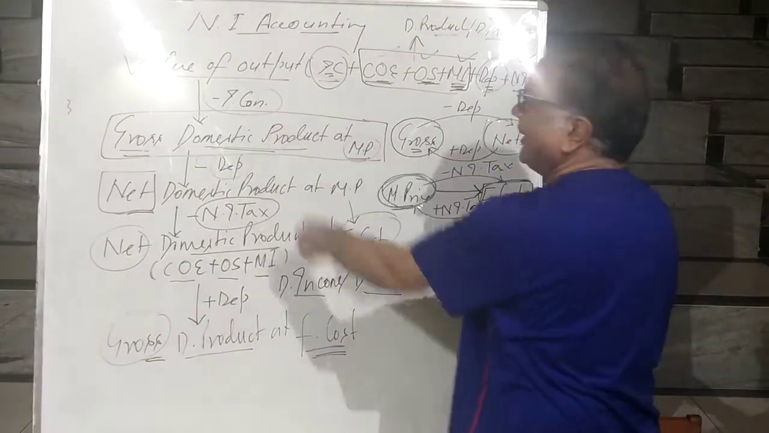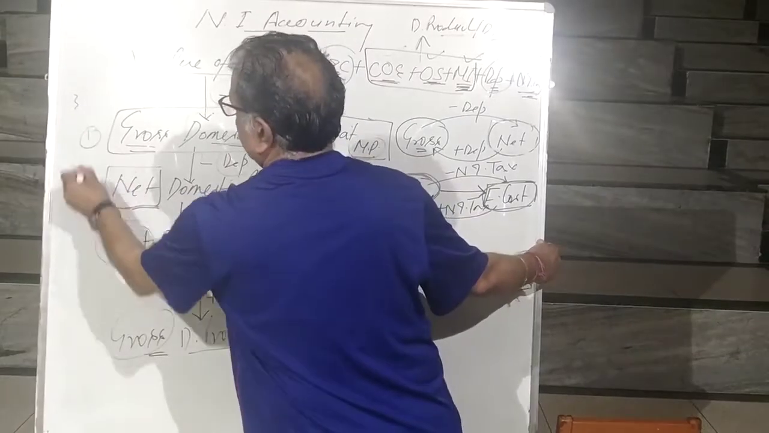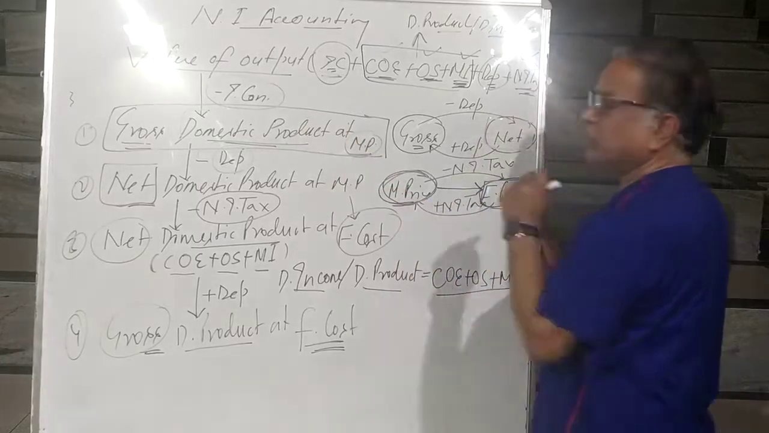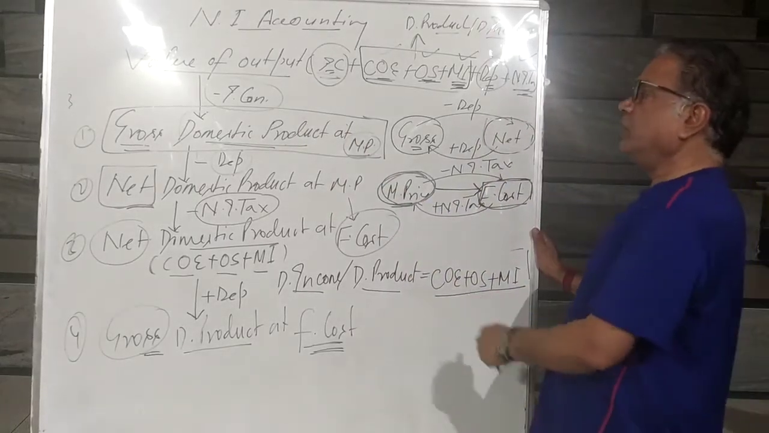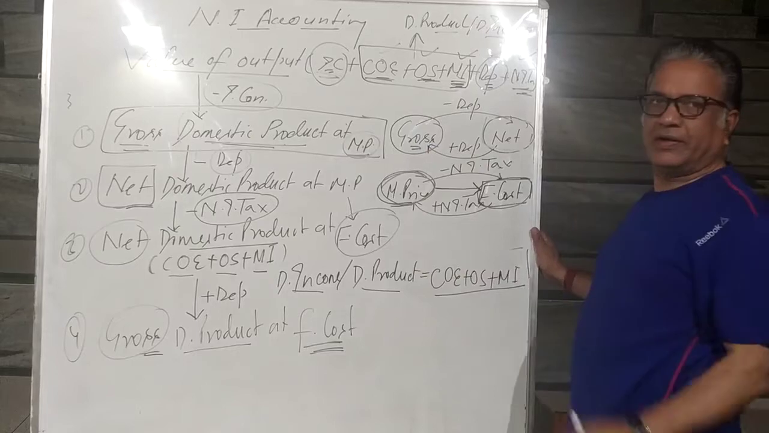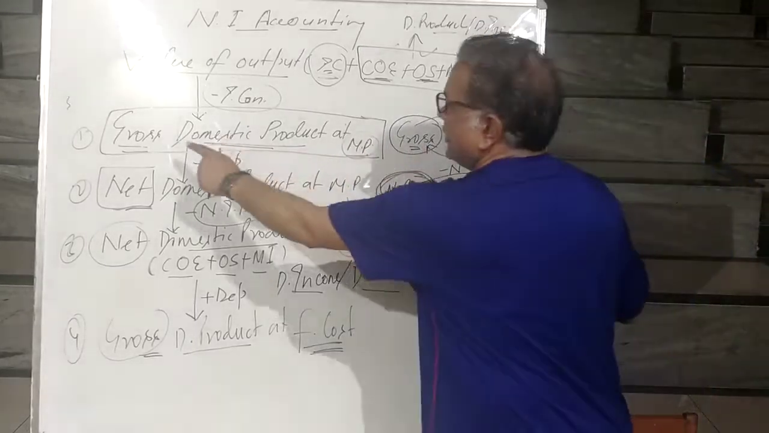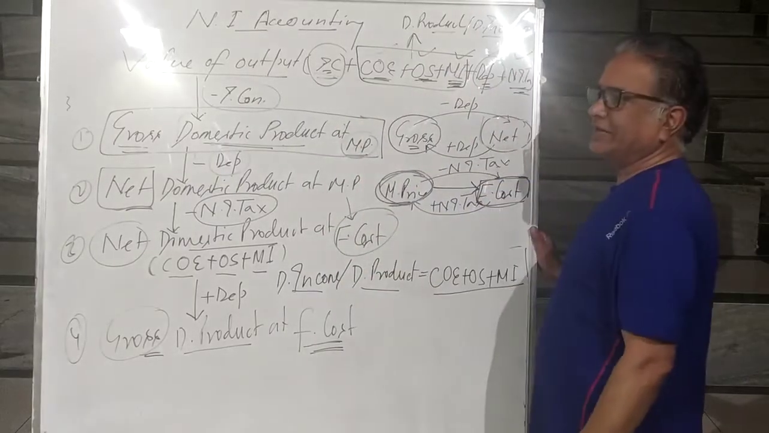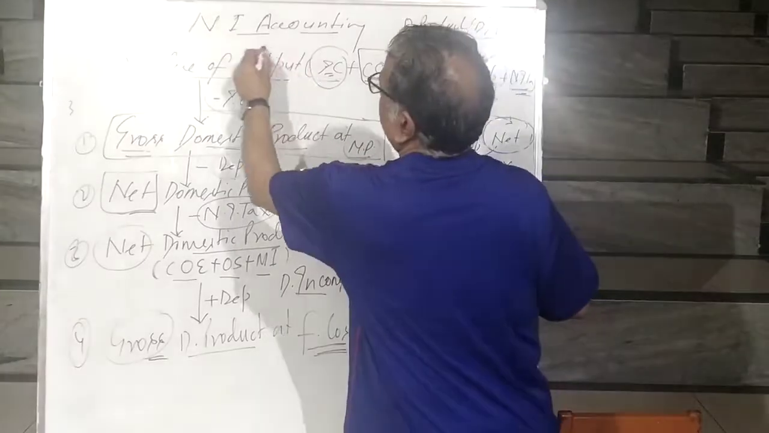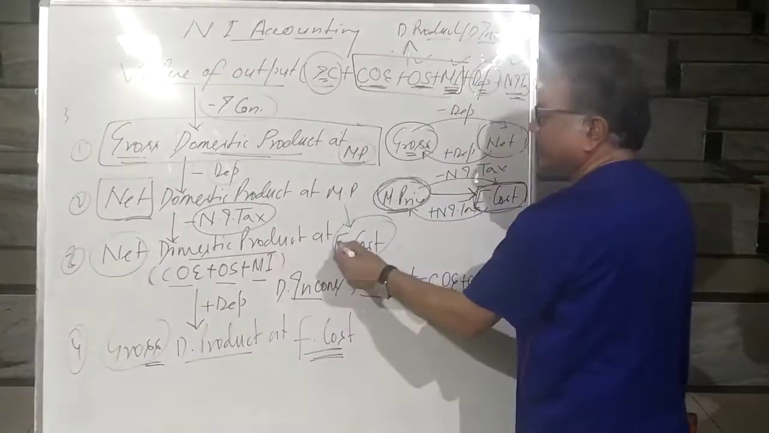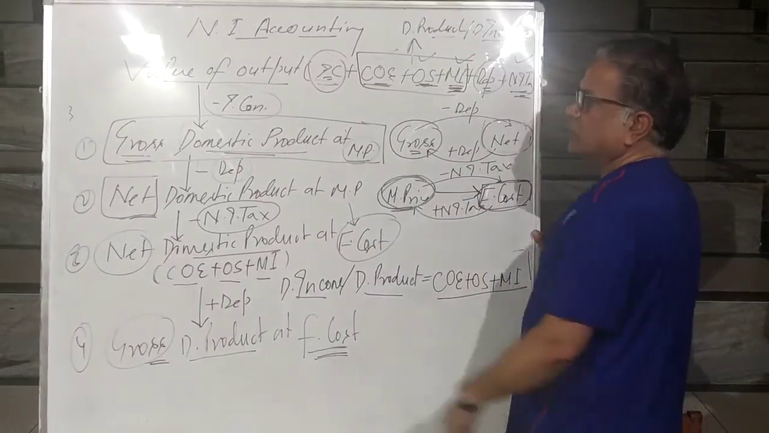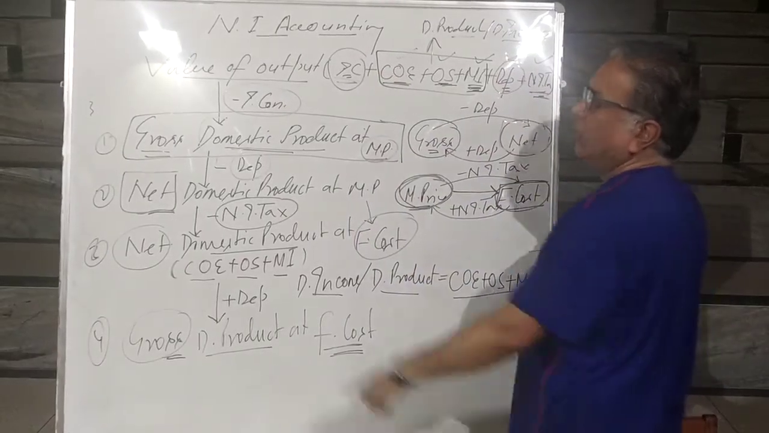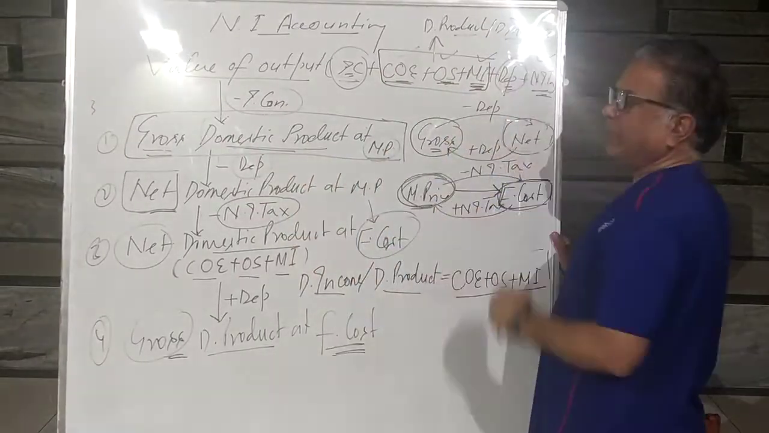So how many aggregates of domestic product? 1, 2, 3, 4. So there are four aggregates of domestic product. In the board exam, you may be asked to calculate any one of them. If you have to calculate GDP at MP from value of output, simply subtract intermediate consumption. Now from value of output, if you have to calculate net domestic product at factor cost, first what will you subtract from value of output? Intermediate consumption, right? What will you get? Gross domestic product at market price.